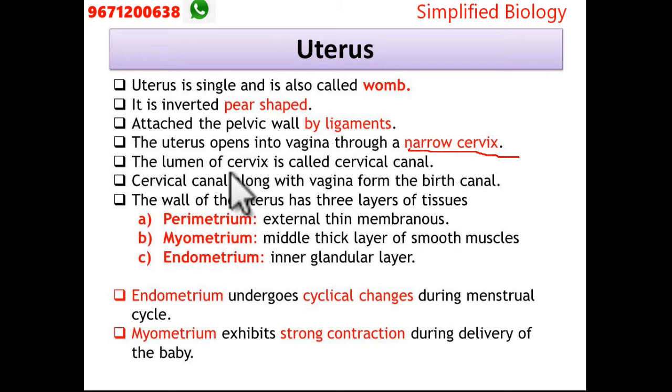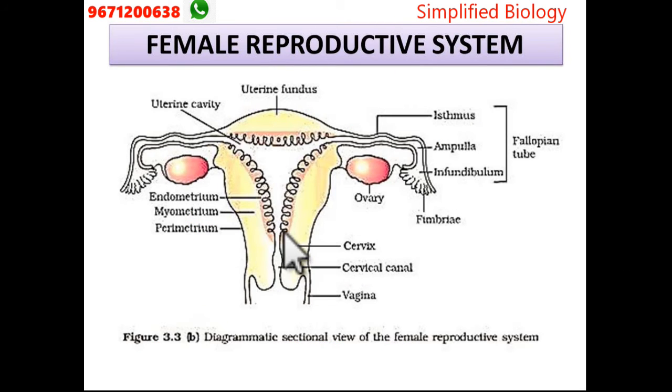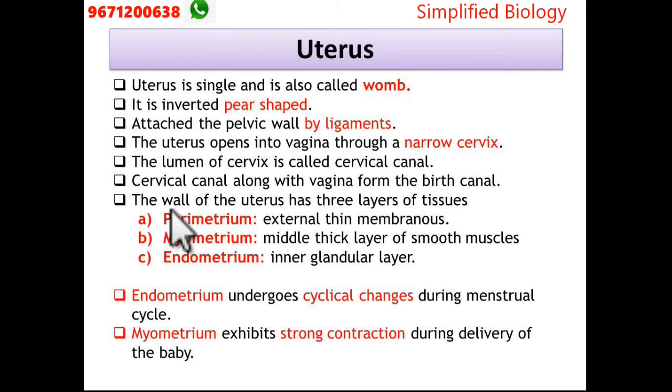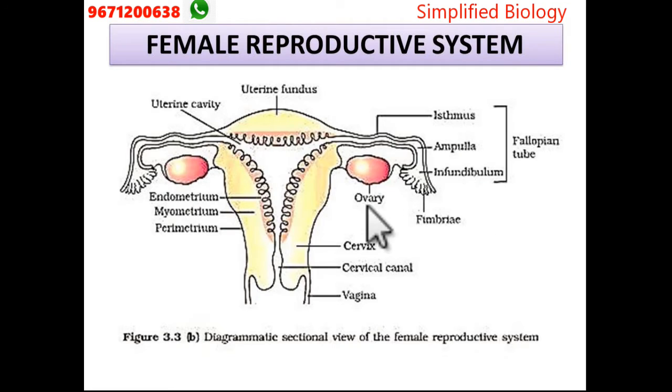The lumen of the cervix is named the cervical canal, and it leads into the vagina. Clear? The wall of the uterus has 3 layers. How many layers are there? 3 layers. The outer layer is named the perimetrium, the middle layer is the myometrium, and the inner one is the endometrium.